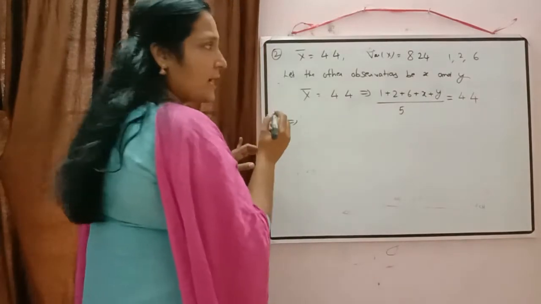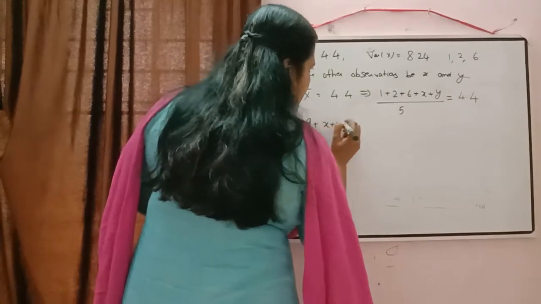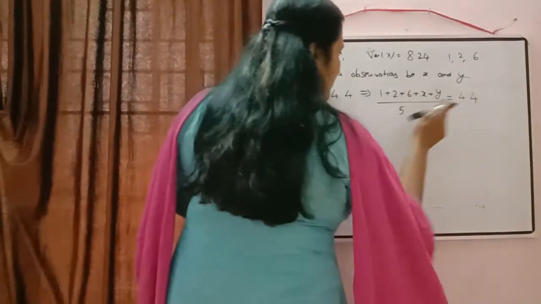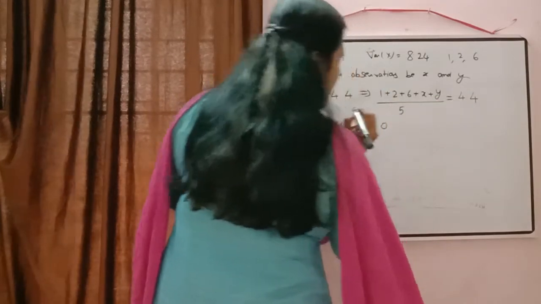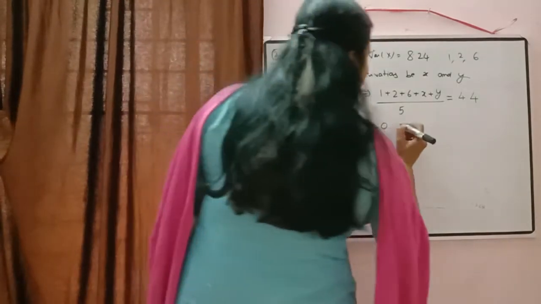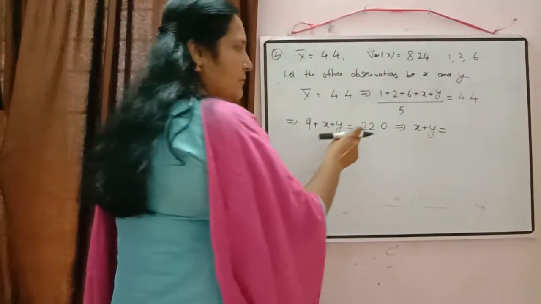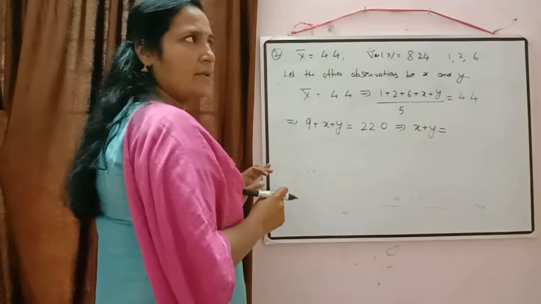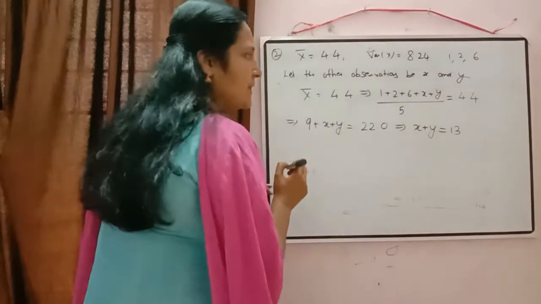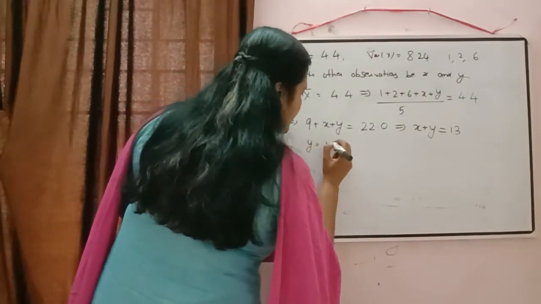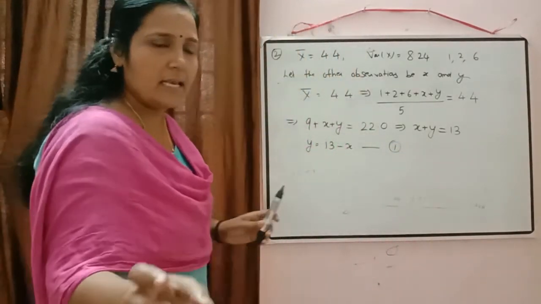Now 5 we can shift to right hand side and here we can add this one there. So it will be equal to 9 + x + y = 5 × 4.4. 5 4s are 20, carry over 2, 5 4s are 20 plus 2, 22. So we'll get there 9 + x + y = 22. Or 9 we can shift to right hand side, then it will be equal to 22 − 9. And what is 22 minus 9? Yes, correct, 13. So we'll get there x + y = 13, or it can be written as y = 13 − x. Make it equation number 1. Till here it is clear?